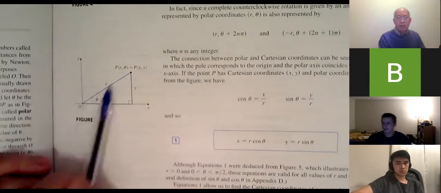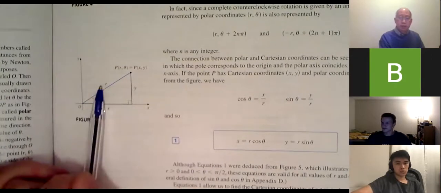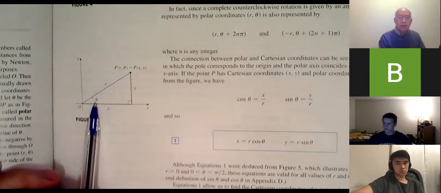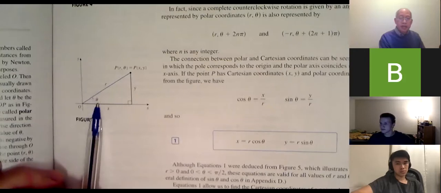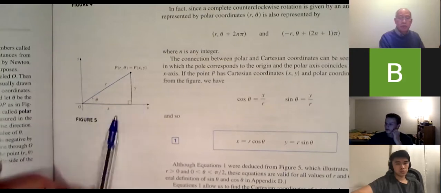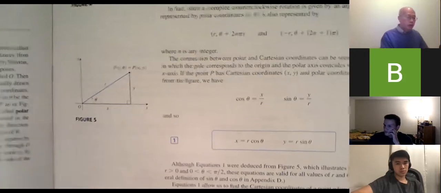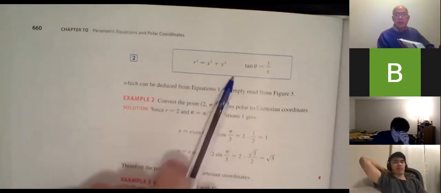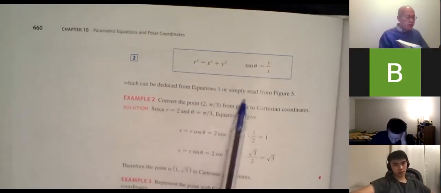Okay, we have a Pythagorean relation, of course, x squared plus y squared equals r squared. Okay, and we can also say that tangent of theta is opposite over adjacent. Tangent of theta is y over x. Okay, and we see that on the next page. r squared is equal to x squared plus y squared. Tangent of theta is y over x.